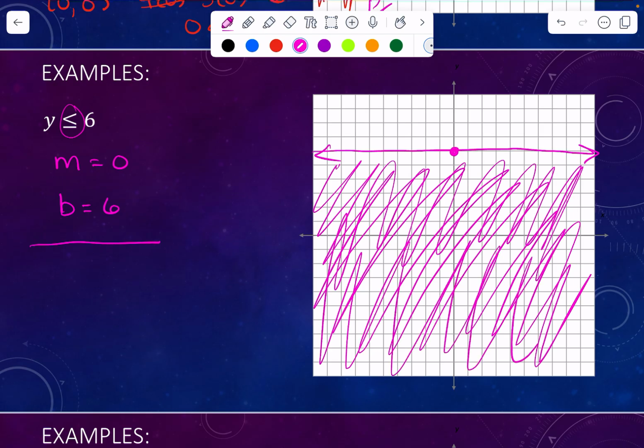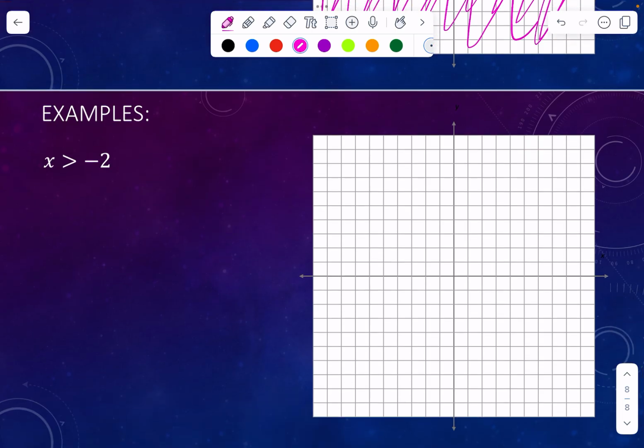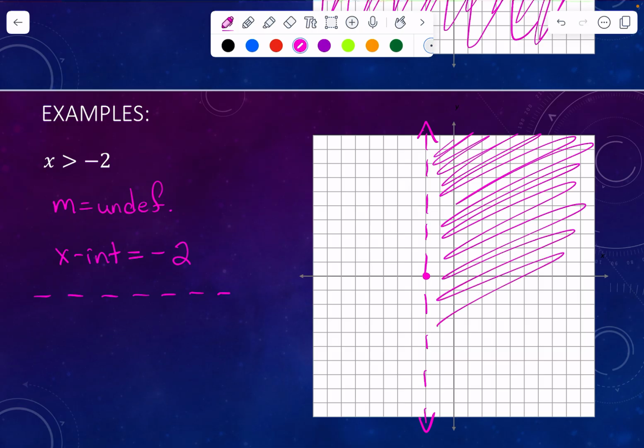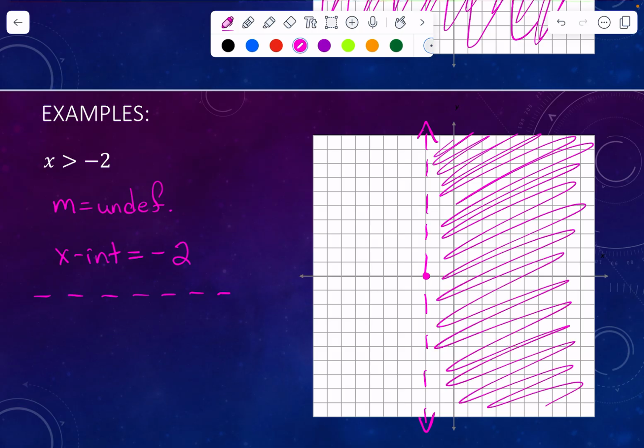Okay. Let's try this last one. Here we have x is greater than negative 2. So my slope here is undefined. We're not finding the y-intercept, but instead we're finding the x-intercept, which is negative 2. It's going to be a dotted line. So I come over here to negative 2 on the x, it's a dotted line. And then it says x is greater than that, and where are the x values bigger than that? And that would be to the right. Okay, and that is graphing linear inequalities.